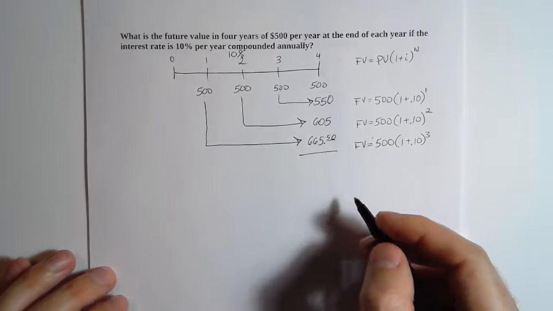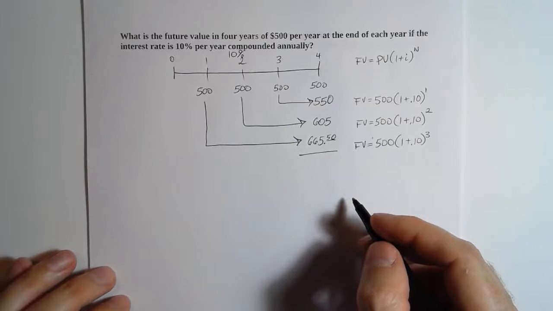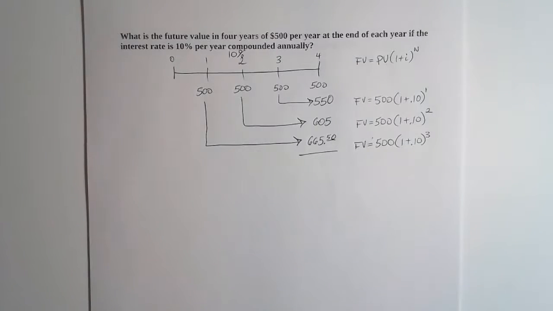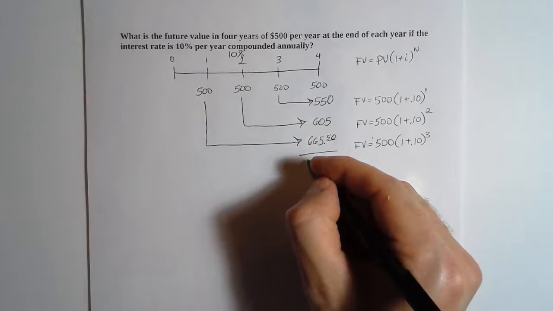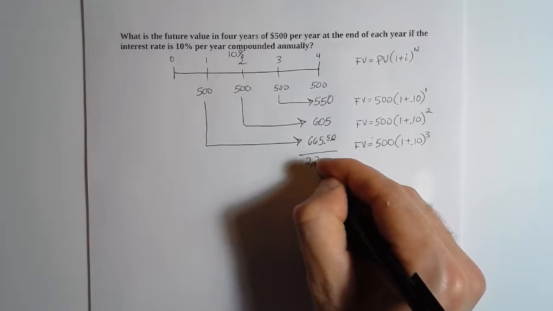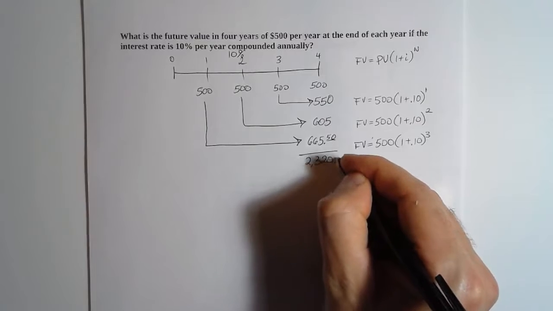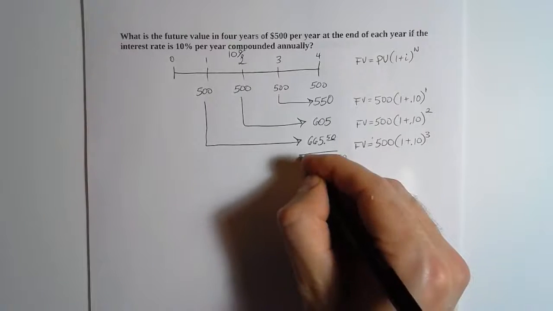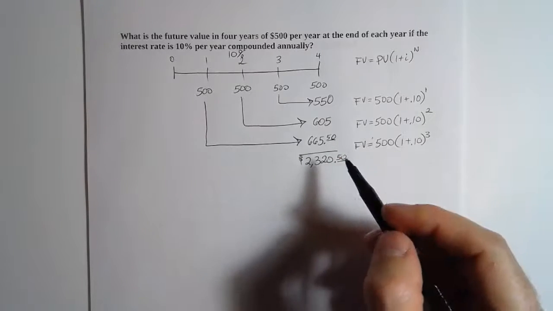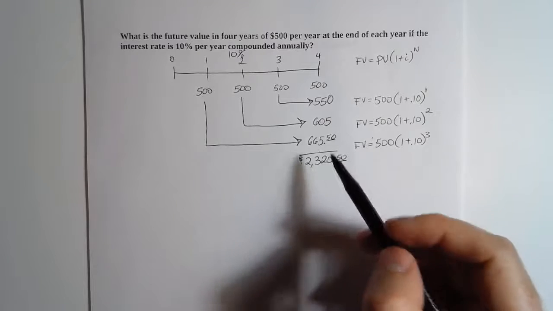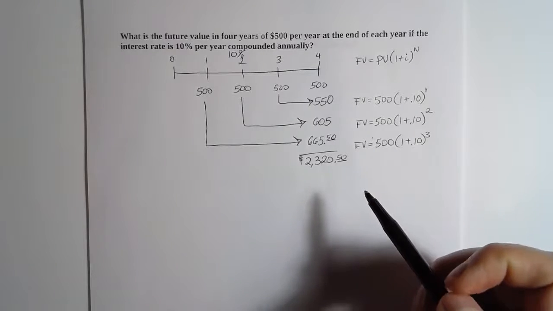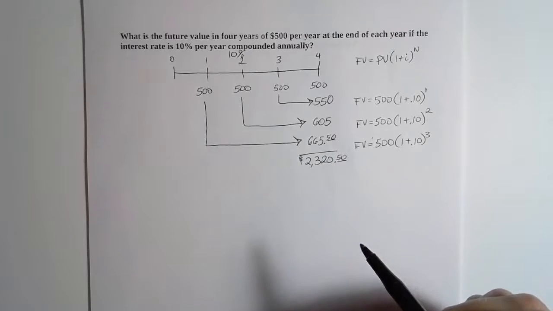Okay? So now that we have all of these cash flows as of the end of year 4, to find the overall future value, all we have to do is add them all up. So I'll give you a moment to do that. Okay, so if you added them all up, then what you should have gotten is $2,320.50. So that would be the overall future value in 4 years of $500 per year at the end of each year if the interest rate was 10% compounded annually.